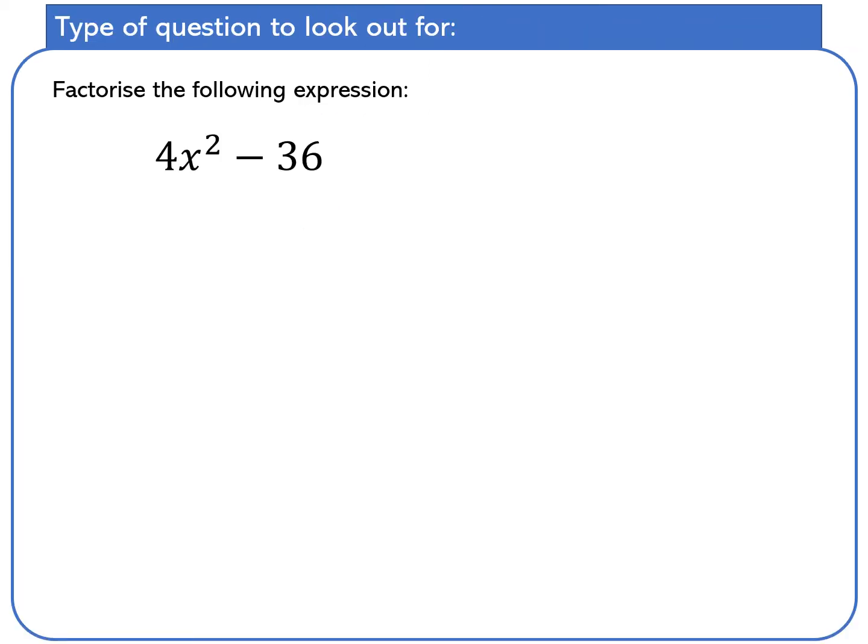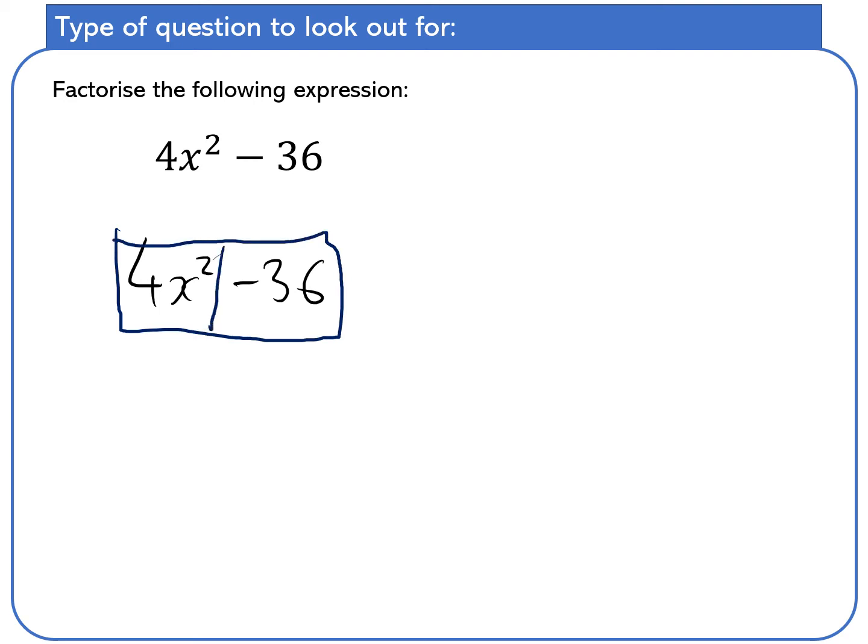So this is a type of question to look out for, and I'll show you why. So if I look, and if I box that up, I can actually see that I've got something common to both sides, which is 4. 4 times x squared, 4 times 9, that's a negative. So that would give me this.